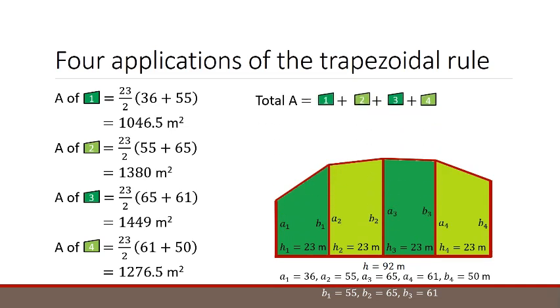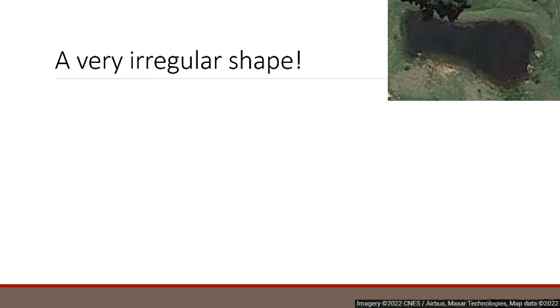And of course we add them together. The total area is simply the sum of those 4 trapezia. And here it is. The answer is 5,152 metres squared. That is a far better approach to what we've found before.